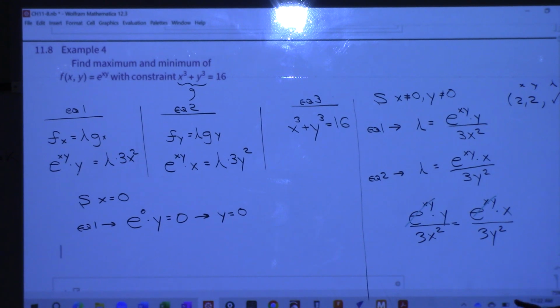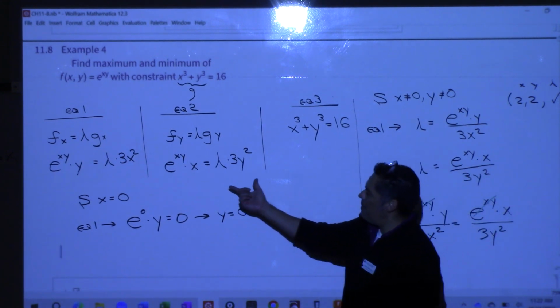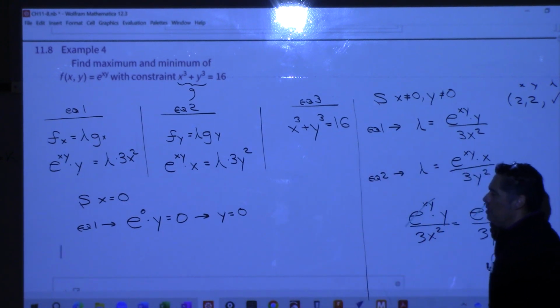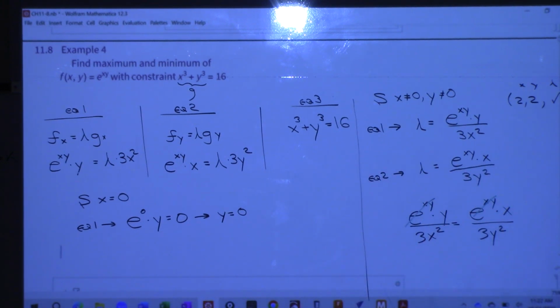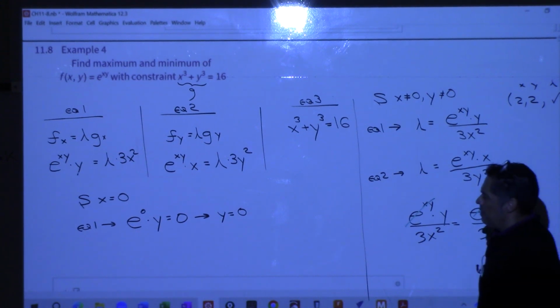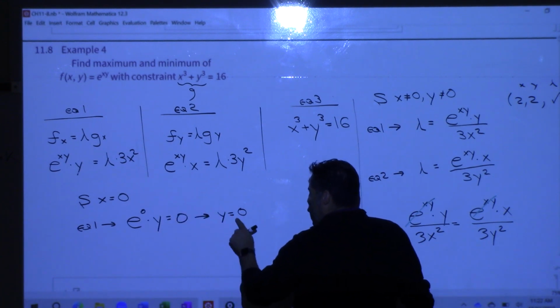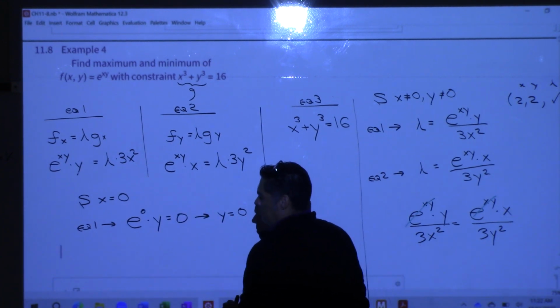Similarly, if you did y is 0, wouldn't that happen here? It would force x to be 0. So it looks like if x is 0, y has to be 0 as well. Okay, so I'm going to put here that if x is 0, y is 0. Now, what?